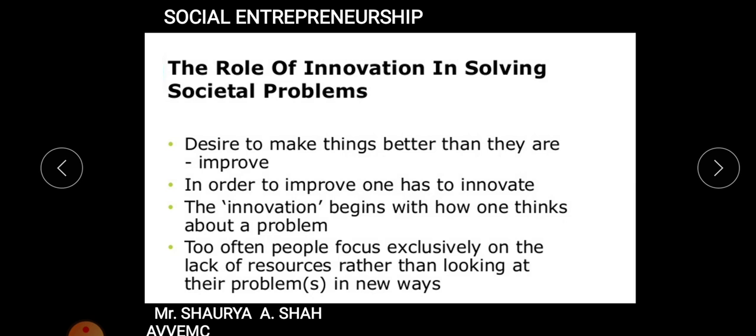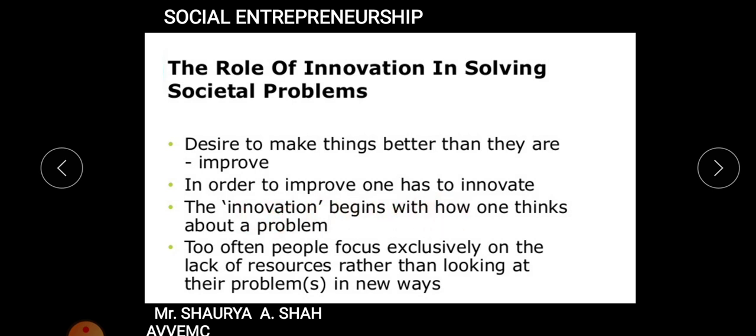Next, in order to improve, one has to innovate. Definitely, in order to improve, you have to innovate. Innovation begins with how one thinks about a problem. Two important things, students: how you can find an opportunity, or how you can find a solution for that. Problems are faced by everyone. You also face problems in everyday life, when you are studying, doing business, or doing something new. So you are facing a problem. What is the problem? That is the first question you need to ask. And second, how that problem should be solved. That is the second thing from where your innovation begins.